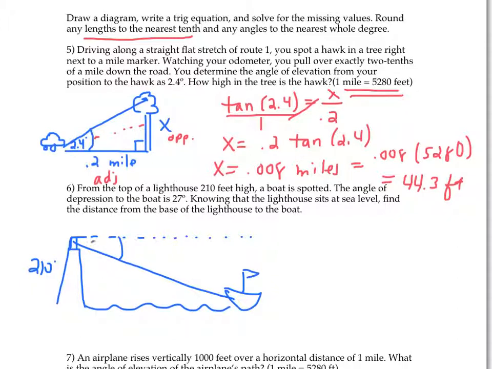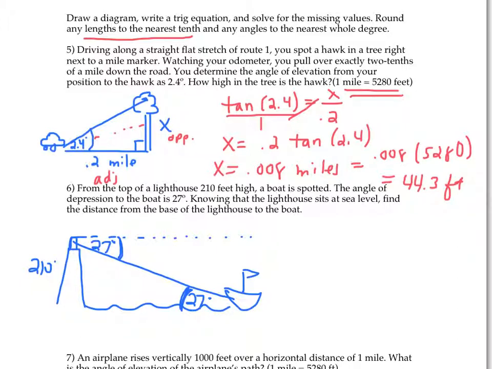Now that's from the perspective of somebody on the top of the lighthouse. If you are on the boat looking up at the lighthouse, the angle of elevation would be 27 degrees. Now this is really important. We need to get this right triangle, and we need to have this angle inside the triangle so that we could use trig. And remember, the angle of depression from somebody looking down to an object is equal to the angle of elevation from somebody down below looking up.